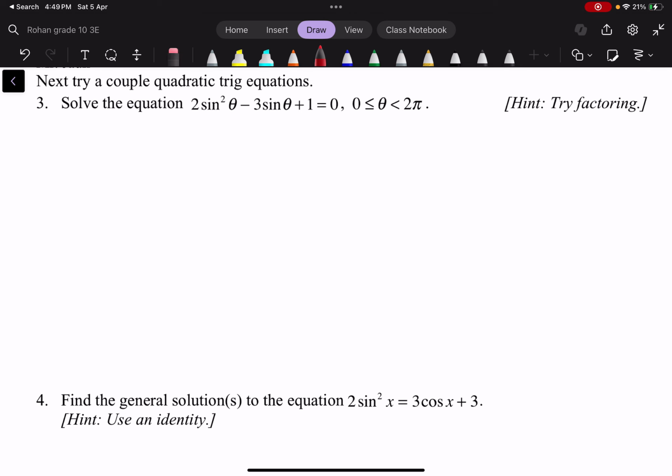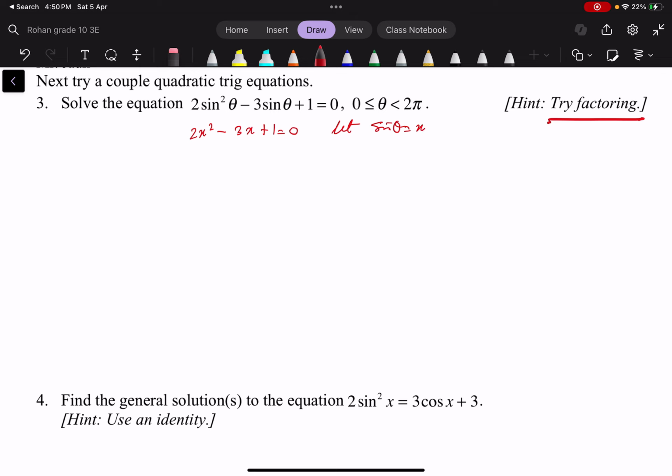Now, solve this equation: 2 sine square theta minus 3 sine theta plus 1 is equal to 0. Try factoring. Can you see it as a quadratic? Let sine theta be equal to x. Can you solve this quadratic?